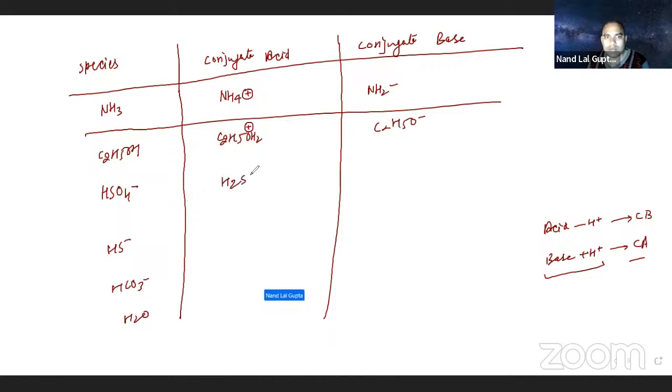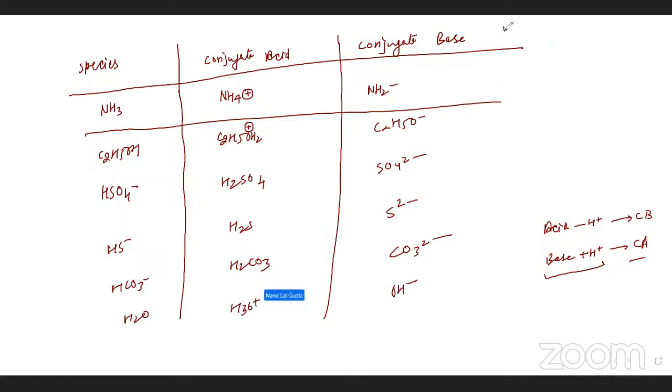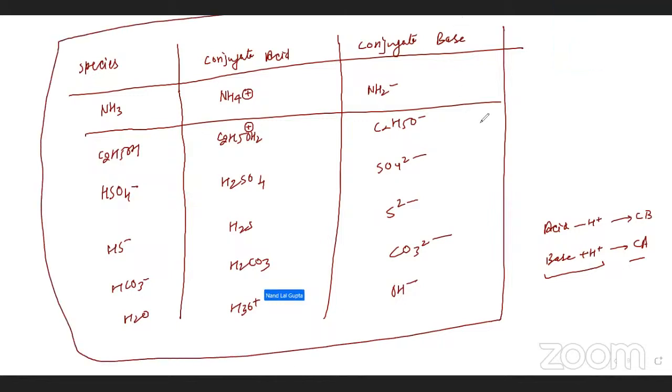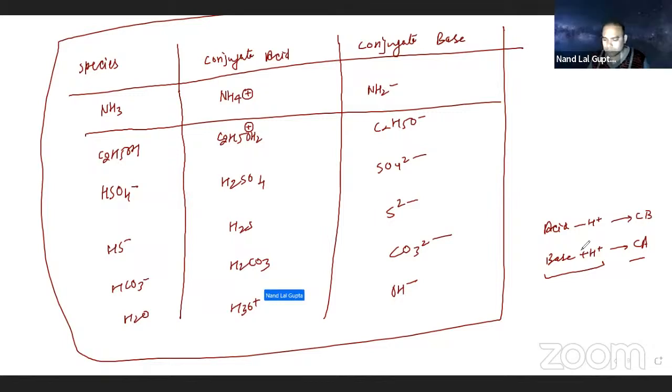HSO4 minus will convert into H2SO4, and here it loses H plus, that is SO4 2 minus. Next one, HS minus: H2S, and here will be S2 minus. HCO3 minus: H2CO3, and here is CO3 2 minus. H2O: H3O plus and OH minus. Can you understand the conjugate acid base concept? Yes, sir, understood.